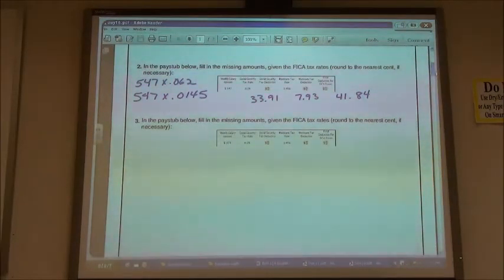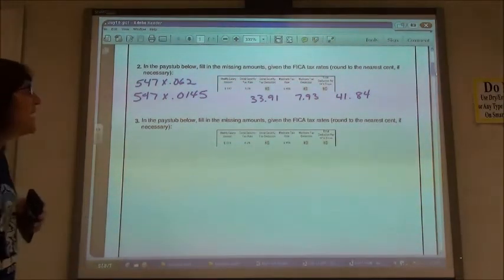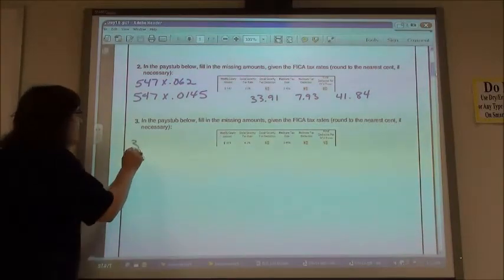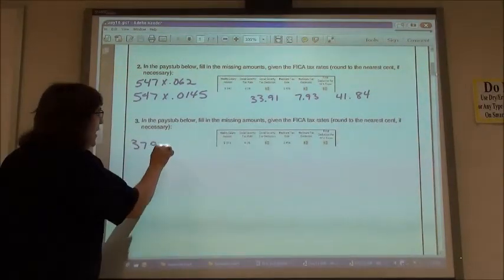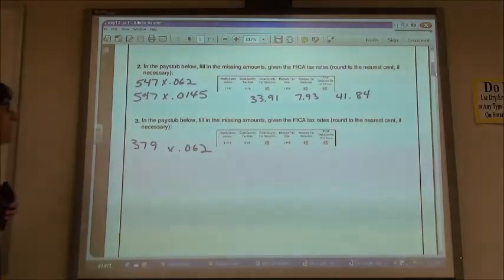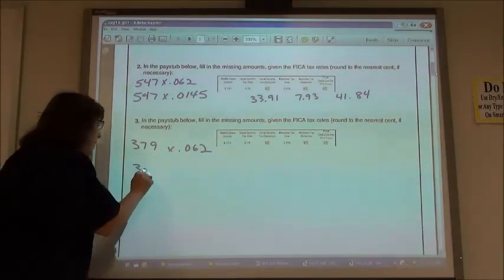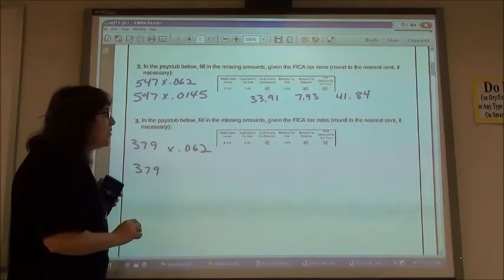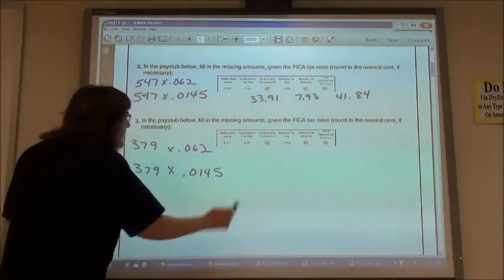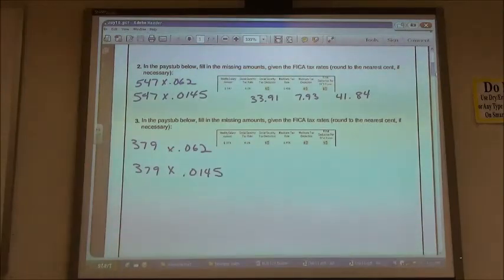And number 3, same table we have in the pay stub below, fill in the missing amounts given the FICA tax rates, round to the nearest cent. And so federal income tax, Social Security, and Medicare is what we're calculating. My weekly salary is $379. Social Security tax is 6.2%, so 0.062. Again, my wages are $379. For Medicare, 1.45%, so 0.0145.